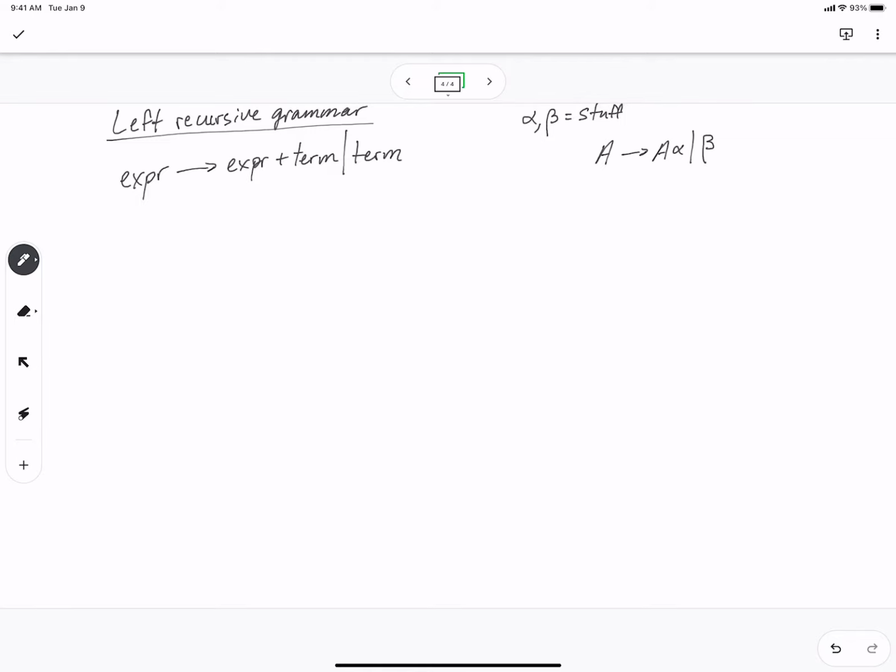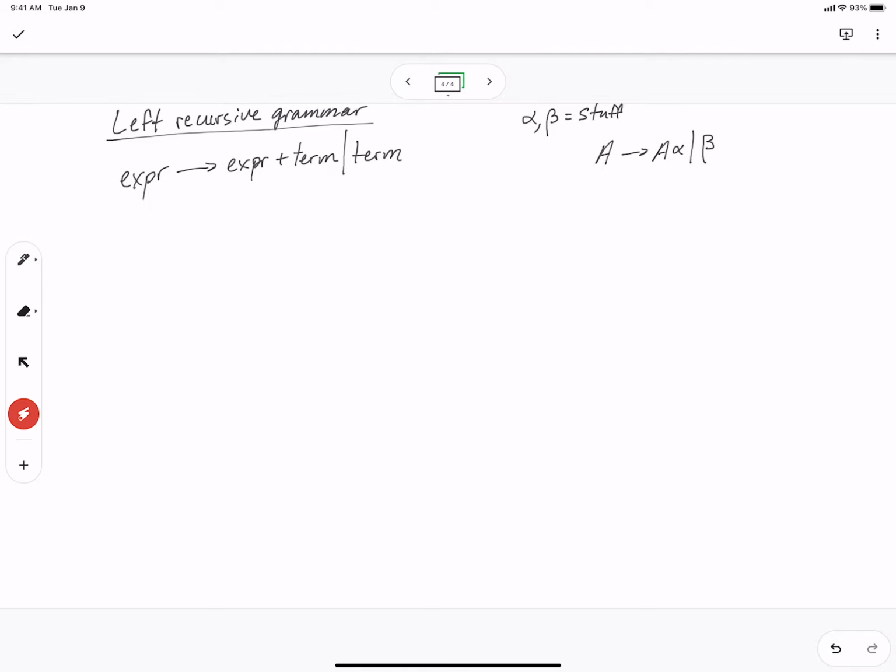Left recursive grammars are a problem when we use left recursive parsers. And we're going to talk a little bit more about what that means when we get to it in chapter 4 or 5. But for now, let's look at what left recursion is, and then we'll talk about how to solve it or how to fix it.